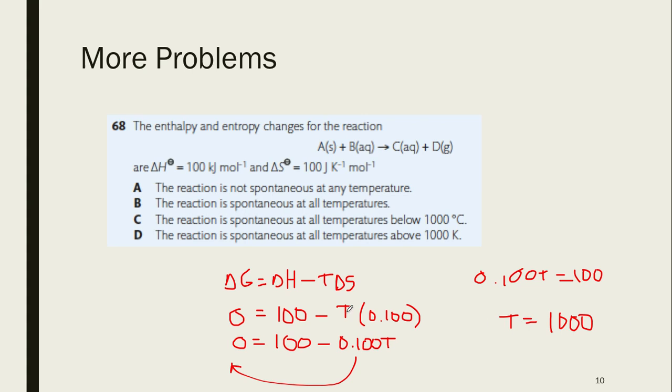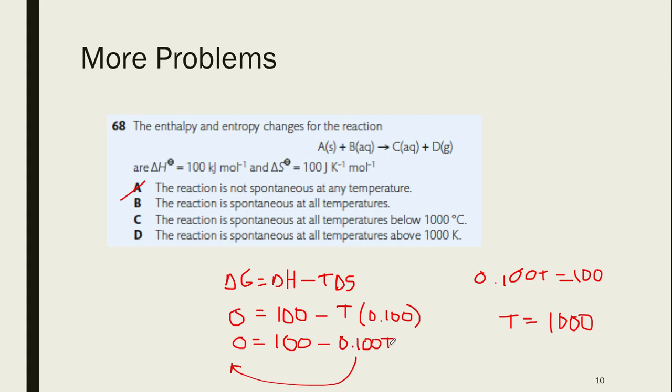Okay, so the 1,000 is the number. Let's just go through our questions. Letter A says the reaction is not spontaneous at any temperature. Well, not spontaneous would give us a positive value. But if temperature is really, really high, then this T delta S right here is going to be really large. And when we do 100 minus a really large number, that's going to be negative, which is spontaneous. So A is out.